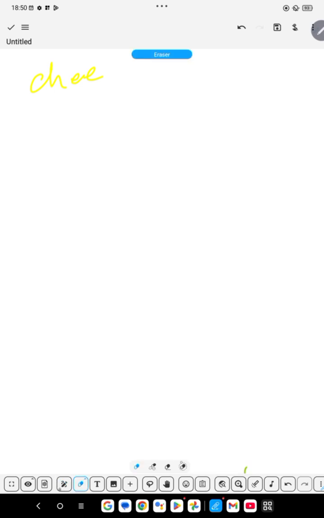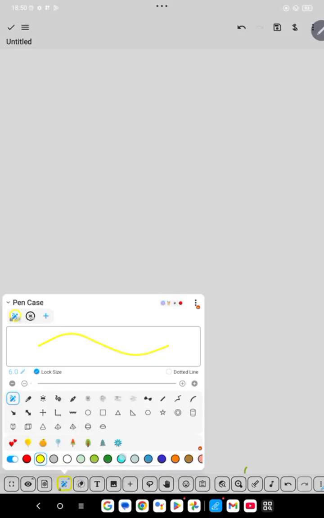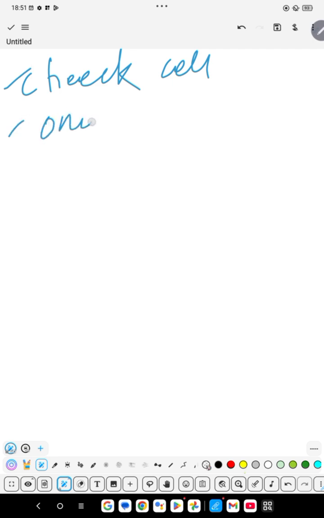Now, in living things, you can take a cheek cell. I think the color is not visible, right? Okay, change the color. You can take a cheek cell, and the other is the onion peel cell. Why I'm saying onion cell? All right.